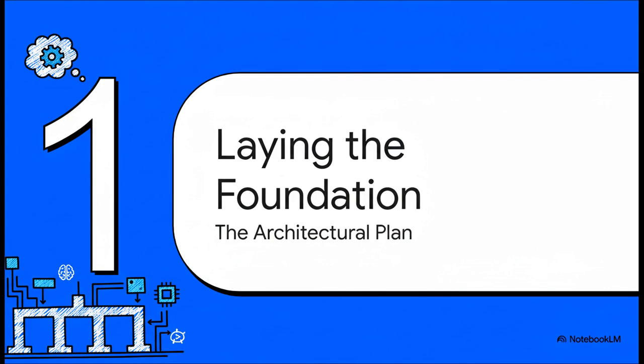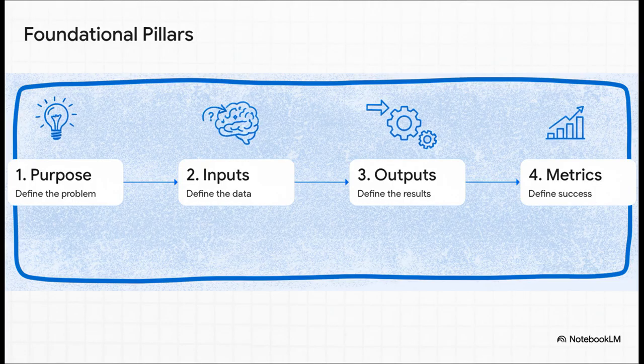All right, so just like any good building project, you have to start with a solid foundation. And building an AI agent, it's no different. So our first step is all about laying that groundwork. Before you write a single line of code, you need a really clear plan. And that plan, well, it rests on 4 foundational pillars. We're talking about purpose, inputs, outputs, and metrics.